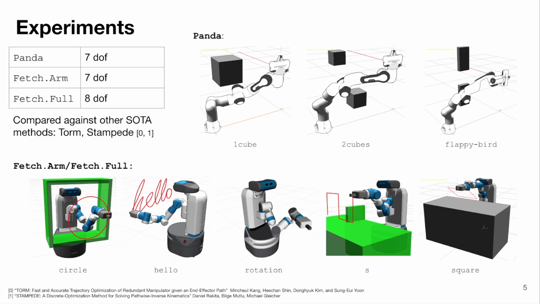CppFlow is evaluated on 13 different planning problems and 3 different robots. We use the Panda and Fetch robots. The Fetch robot has a prismatic joint which lifts its torso and arm. We call the robot fetch.arm with this disabled and fetch.full with the prismatic joint enabled. Other state-of-the-art methods including Torm and Stampede are also evaluated to provide a comparison.